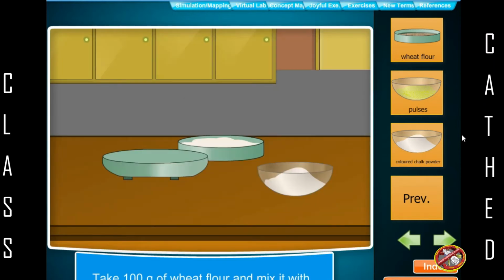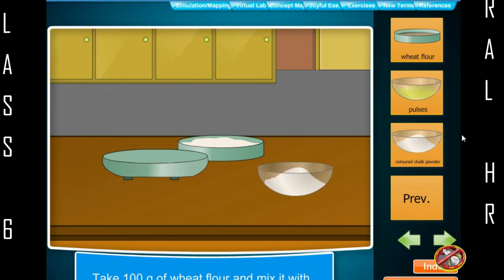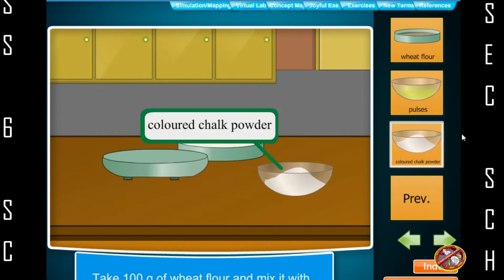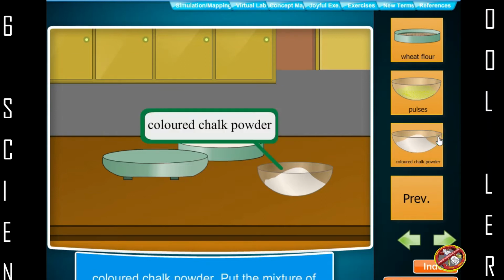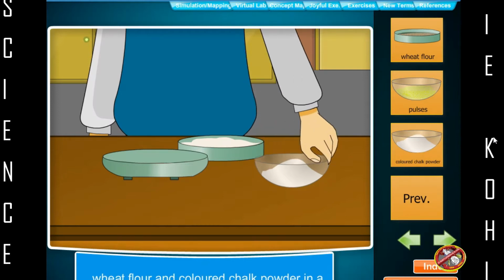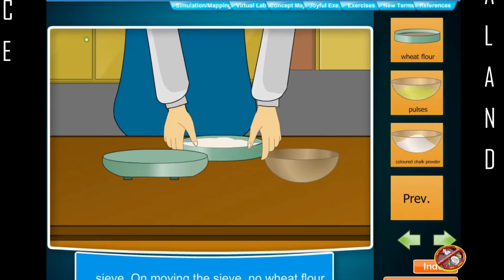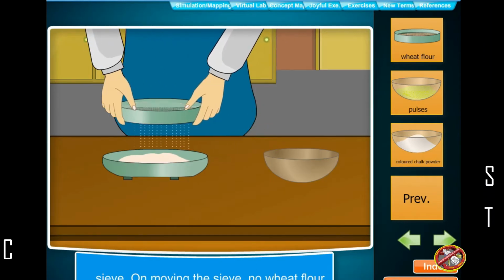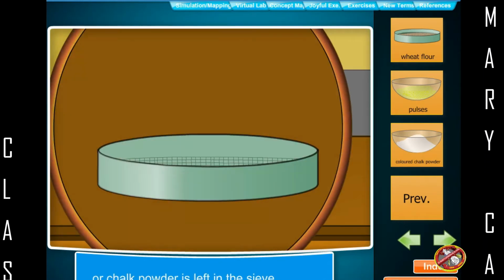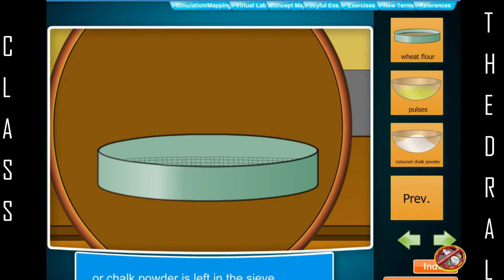Take 100 gram of wheat flour and mix it with colored chalk powder. Put the mixture of wheat flour and colored chalk powder in a sieve. On moving the sieve, no wheat flour or chalk powder is left in the sieve.